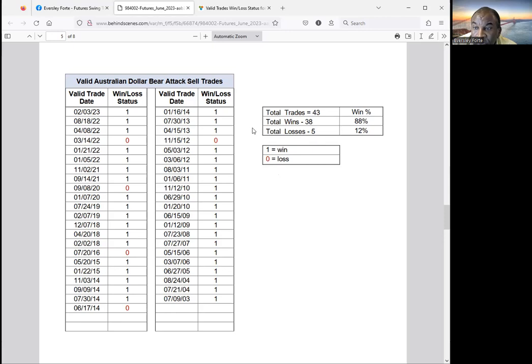And you can see why we like Australian dollar. It's a very high win to loss percentage with this strategy. And most of the other strategies which we trade on the currency futures, the numbers are fairly comparable. I'll show you that a little bit later as I go through some of the other strategies as far as the stats go.